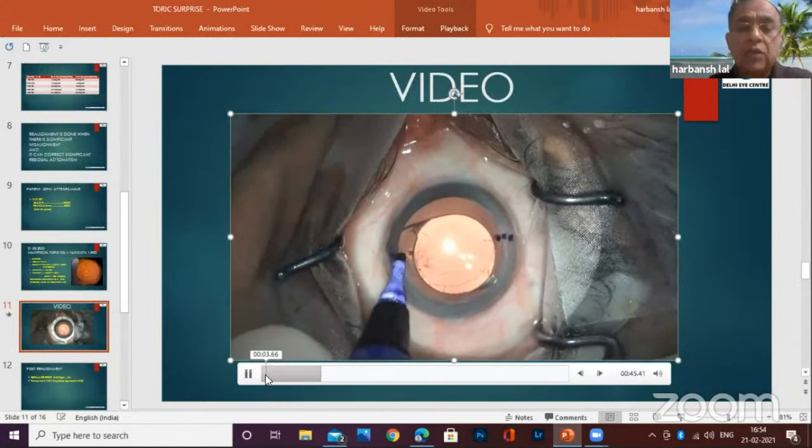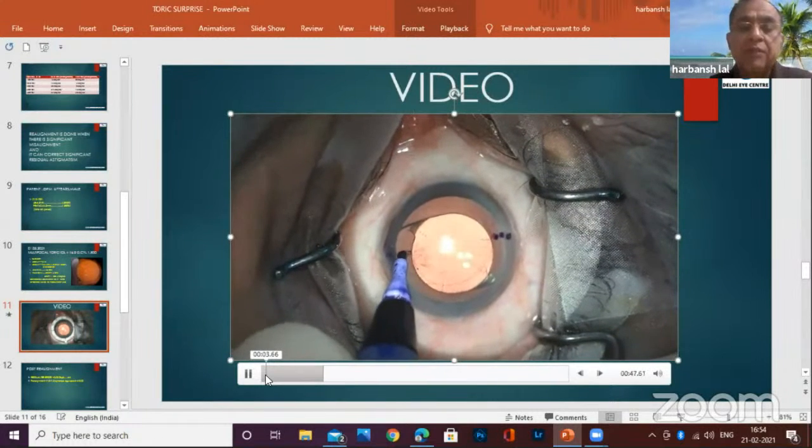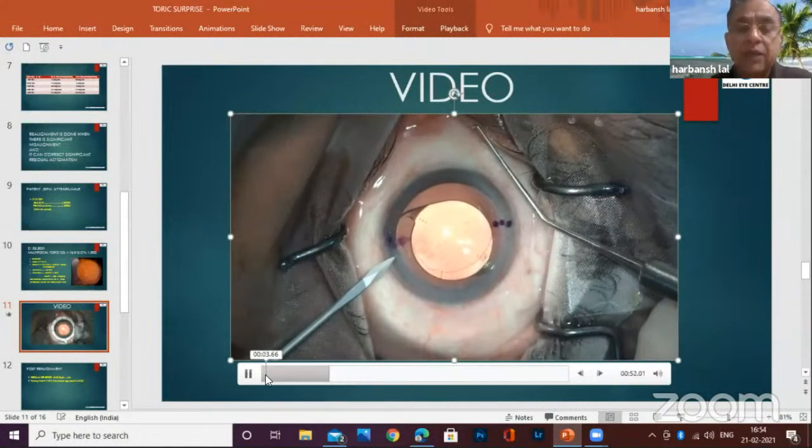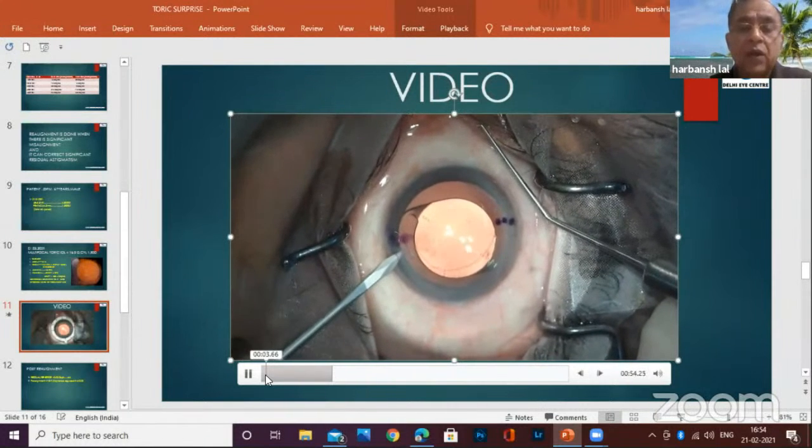Though I took this picture on a slit lamp with the app available, and it showed 42 degree misalignment, to my mind, that is not important.